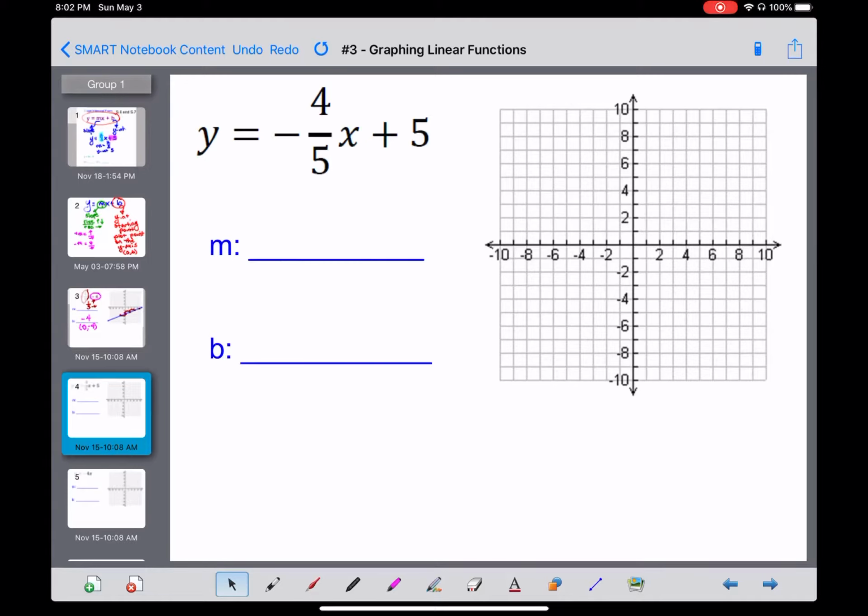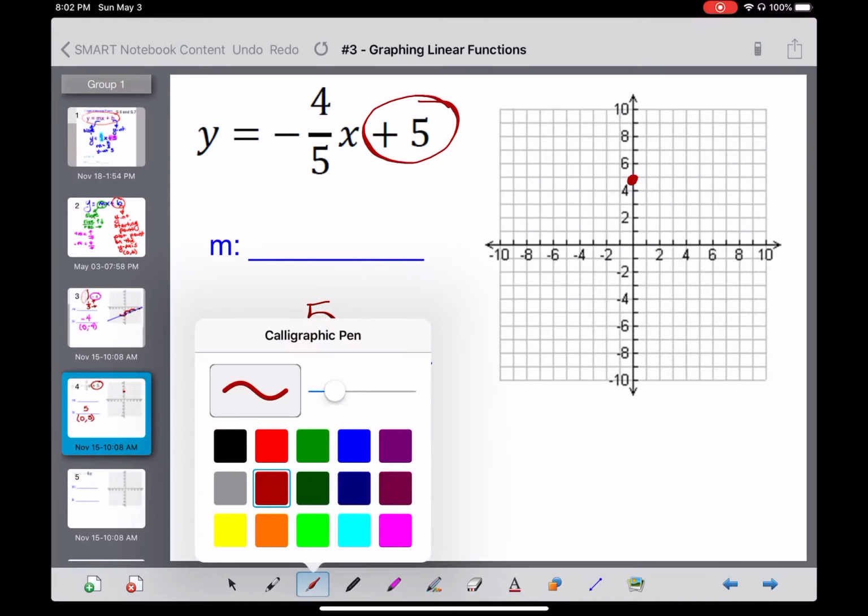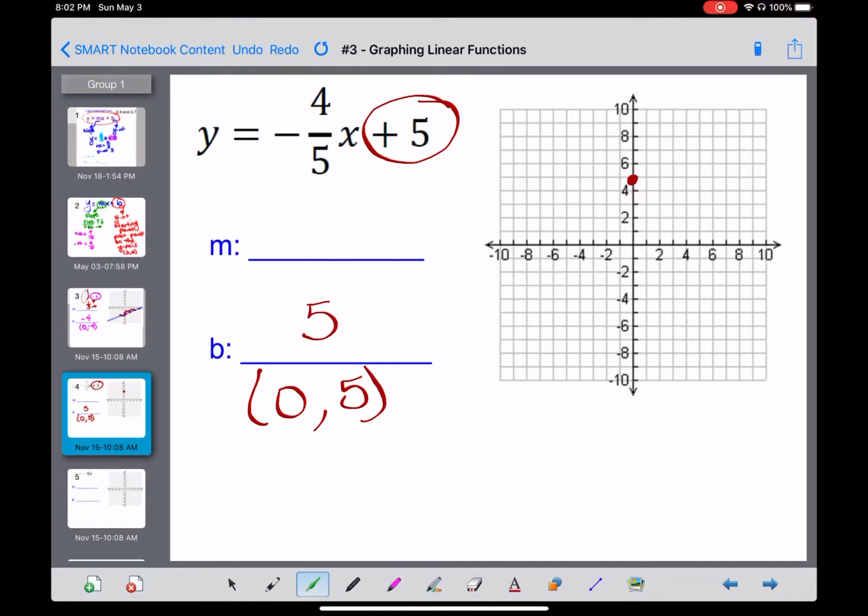So now I have y equals negative 4 over 5 x plus 5. Again, I am going to start with my y-intercept. So my y-intercept is 5, or just (0, 5). So I'm going to start on the 5. There you go. And then I'm going to follow my slope.